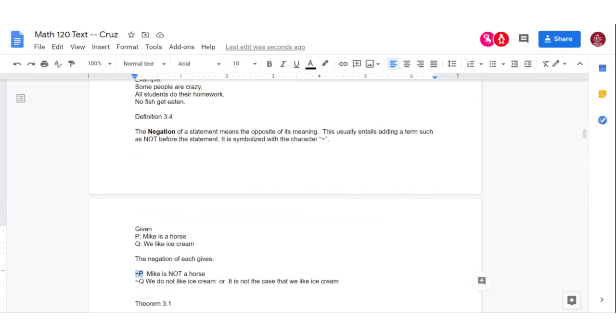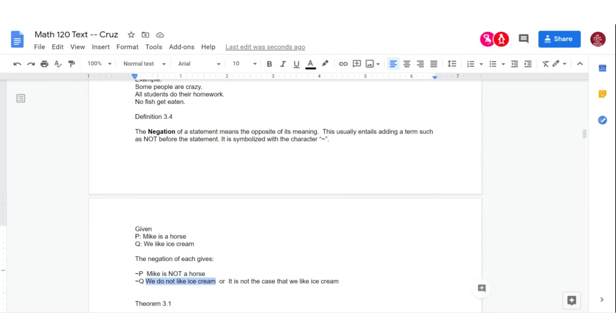And usually the way you do it, you could say something kind of lofty, like it is not the case that Mike is a horse. But generally what you do when you're talking about the English language is you make it sound grammatically correct. And so that's what I did here on the first one. That one sounds kind of like we would talk in real life.